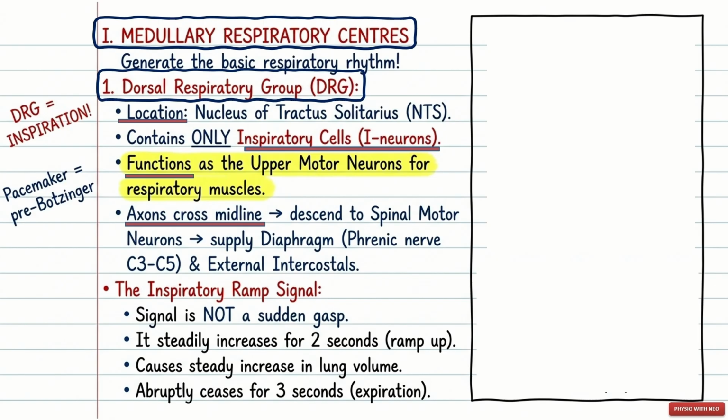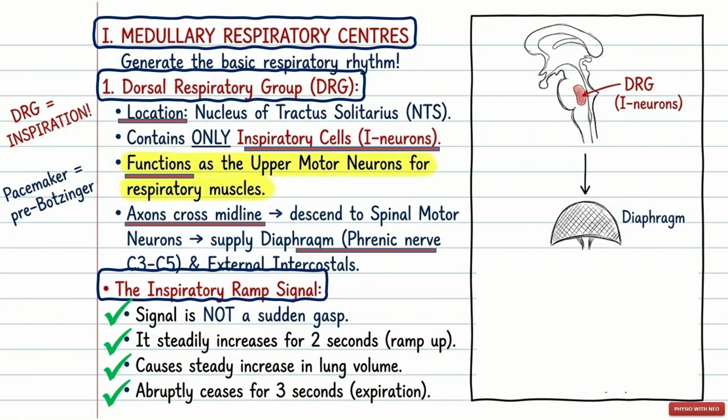That is, it crosses the midline and supplies mainly 2 muscles, that is diaphragm and external intercostal muscles. The inspiratory ramp signal. This signal is not a sudden gasp, but steadily increases for 2 seconds like a ramp and causes steady increase in lung volumes and abruptly ceases for 3 seconds, causing the expiration.